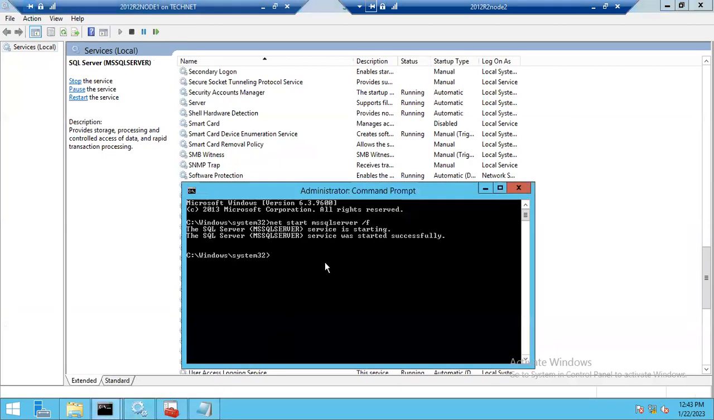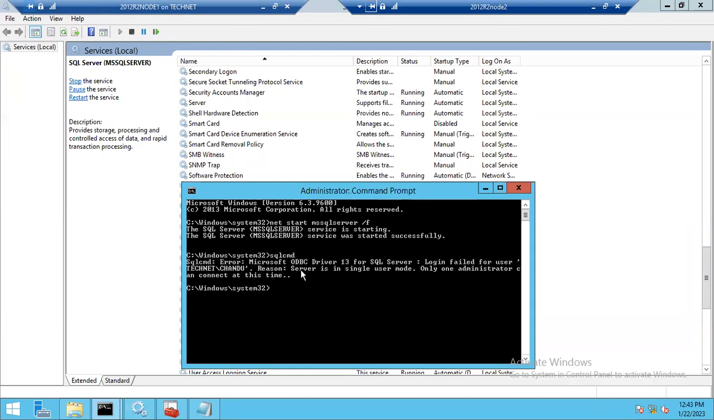Now let's connect to SQL Server. How will you connect? Let's connect using SQLCMD. The server is in single user mode. Only one administrator can connect at a time. It says that as soon as you start the SQL service in minimal configuration mode, it assumes it is in single user mode, and you would not be able to open a connection. So let's stop the service.